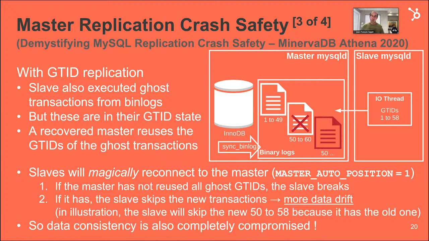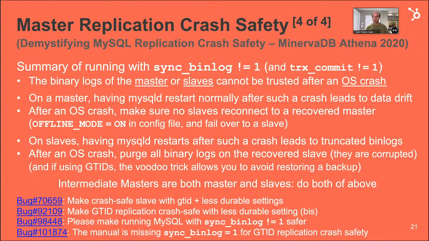But if the master already reused 50 to 59, and let's say it's at 60 now, then the slave that has 50 to 58 will now download the new GTID 59. But the slave knew the old transaction and sees the new one as already applied. So it is skipping a new transaction. This is data corruption again, and this is obviously not good.